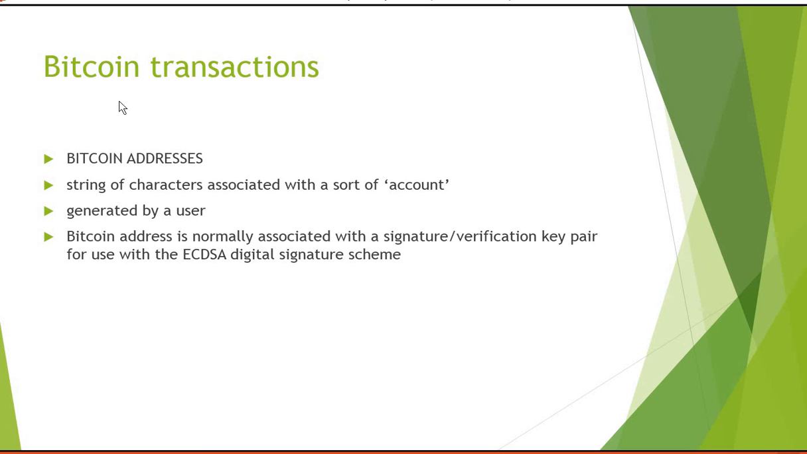Okay, so the next one is Bitcoin transaction. So how will it happen? Bitcoin transaction will happen through Bitcoin addresses. So the Bitcoins will have their addresses. Okay, so what is a Bitcoin address? It's a string of characters associated with a sort of account of whoever is holding it. So it will be associated to the user. According to the authentication signature and the verification key pair, it will differ.